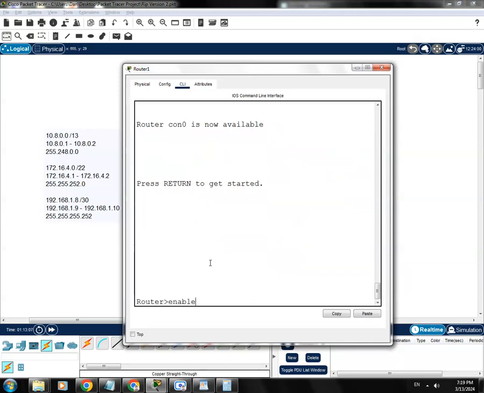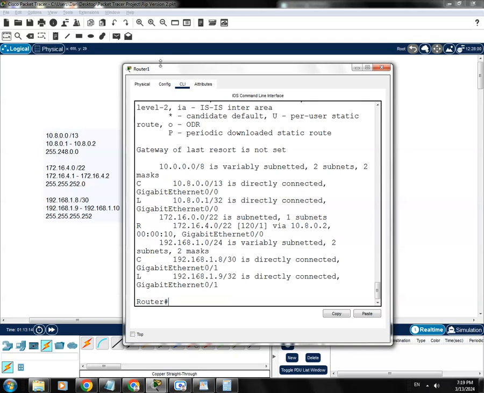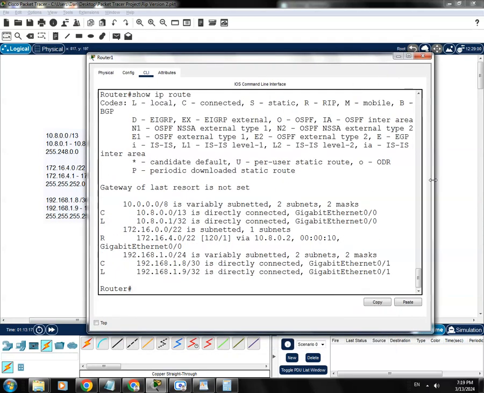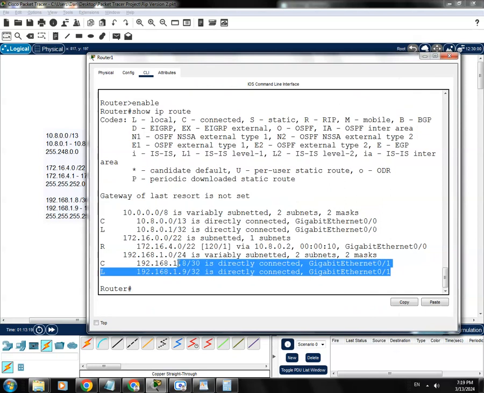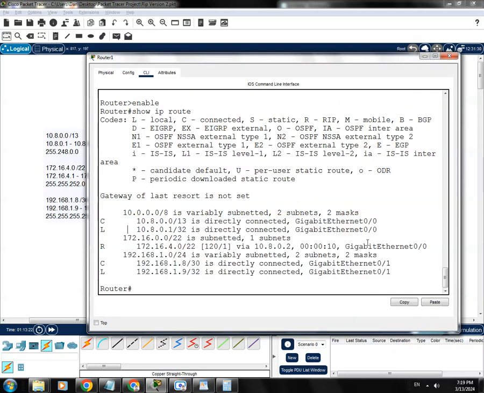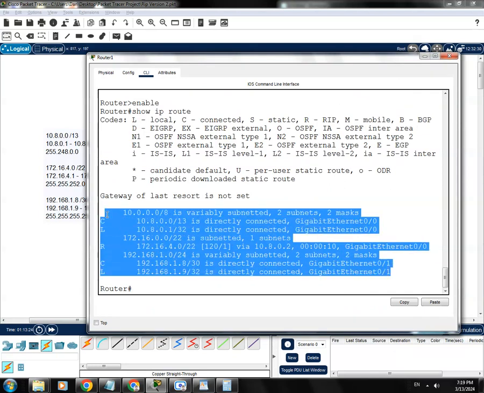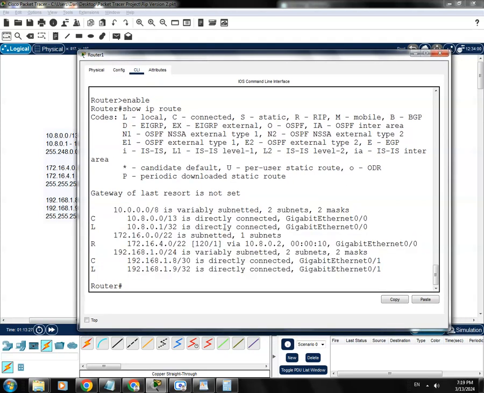I'll type enable to go to the privilege mode and type here show ip route. Okay, this is the routing table on router 1. It displays all of the networks that router 1 can communicate with. On this first line, this is the parent route. It is important to know that parent routes are not ultimate routes.